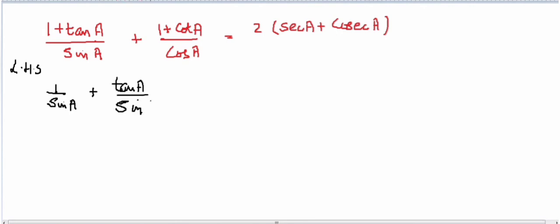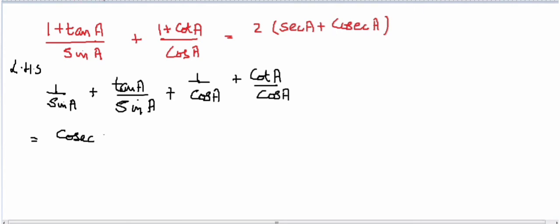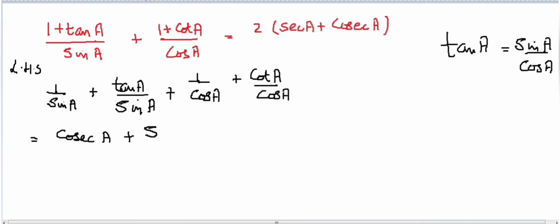and same thing I can do here also. Here cos A I can divide with both of them, so I will get 1 over cos A plus cot A over cos A. Now 1 over sin A can be written as cosec A, and we know that tan A is sin A over cos A. So here in place of tan A I will write sin A over cos A, and we have one sin A in the denominator, so I am writing that.